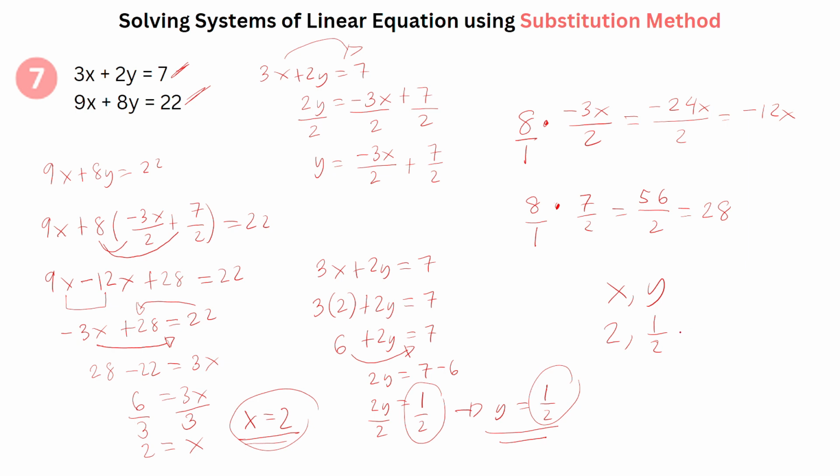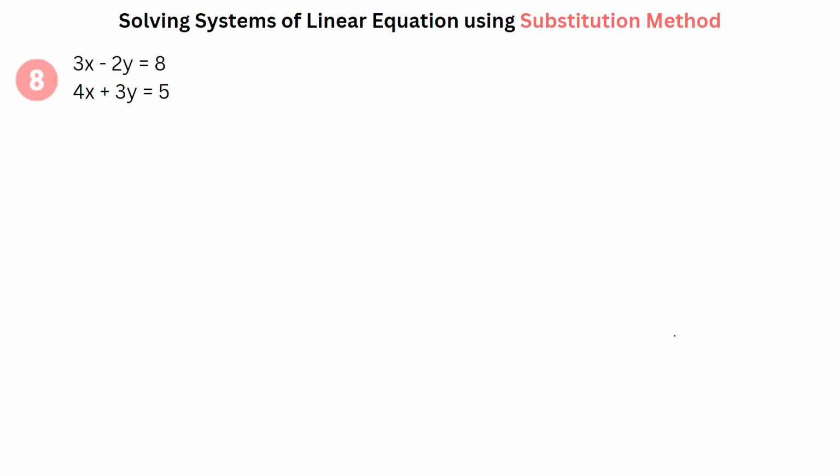So let's have more examples on the next one. This one here. Okay. So we have 3x minus 2y equals 8. And then we also have 4x plus 3y equals 5. Again, we can select either of the two to separate a variable. Let's use the first one here to separate. So we have here 3x.